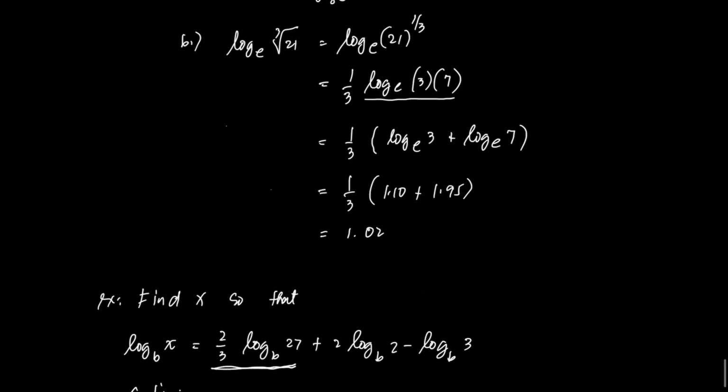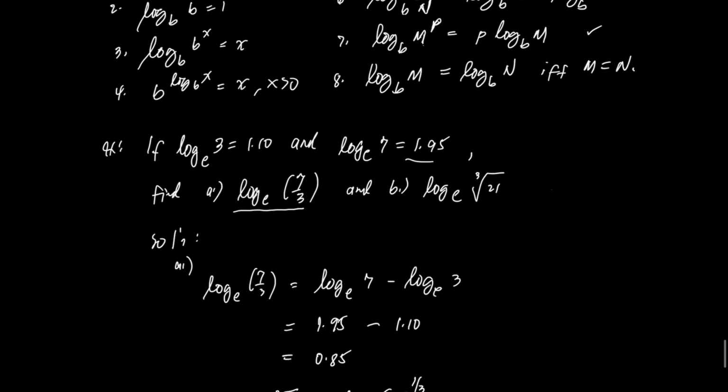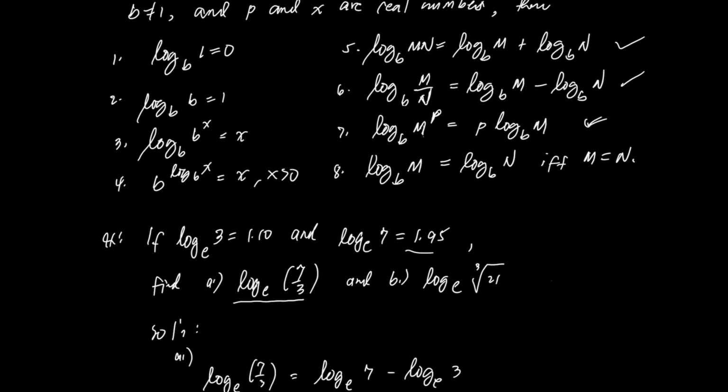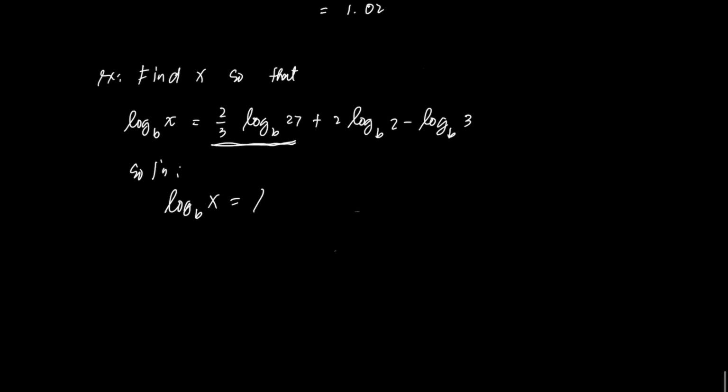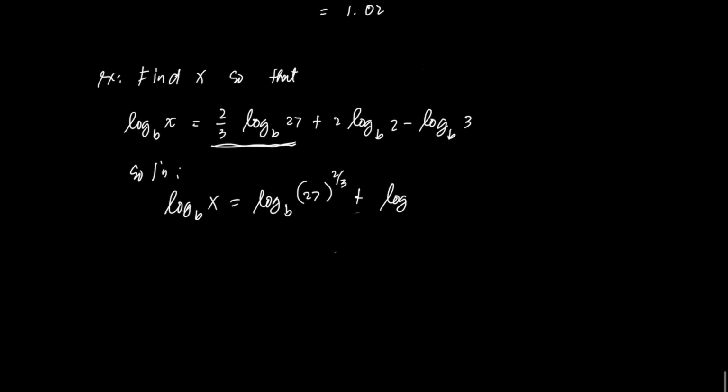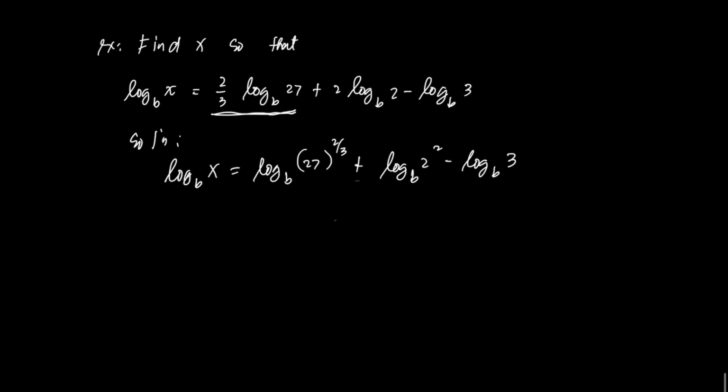is expressed in terms of log to the base b of 27 to the power of 2/3 from property number 7. So we can write this one as log to the base b of 27 to the power of 2/3 plus this one here can also be written using property number 7, log to the base b of 2 squared minus log to the base b of 3.